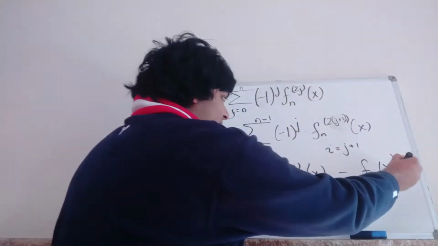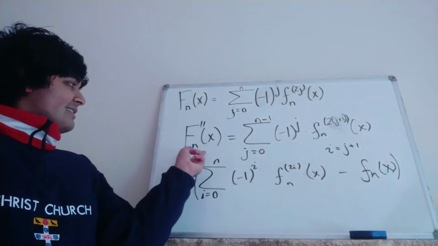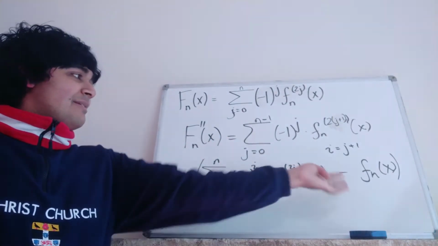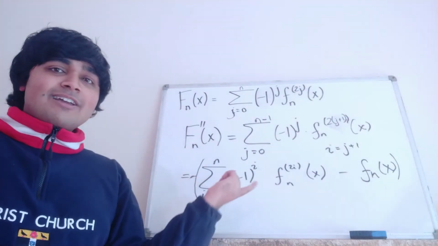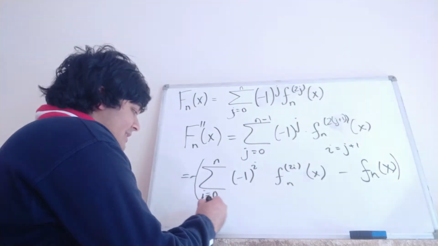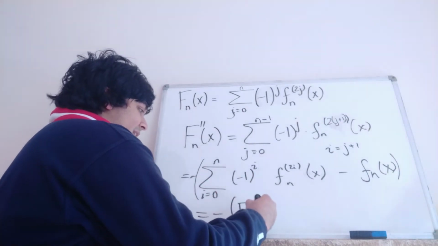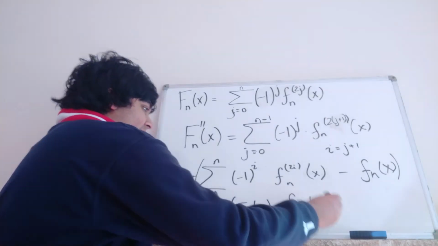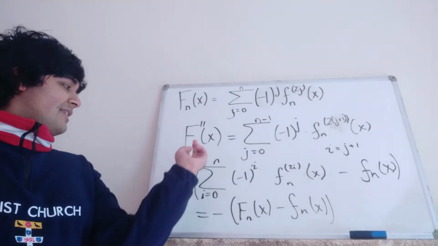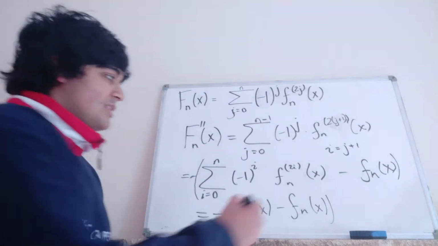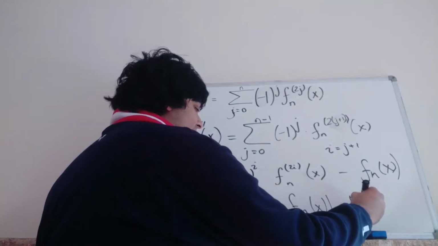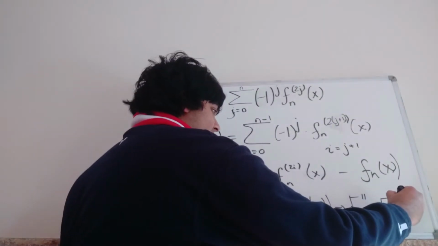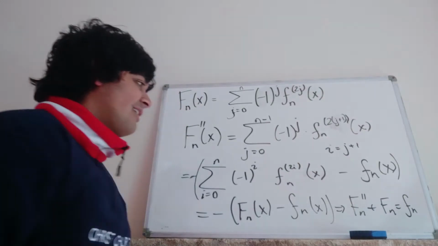So the second derivative of Fn of x is this guy here, or sorry, minus, and then in brackets this guy here minus Fn of x, but this guy here is precisely capital Fn of x. So this is equal to minus Fn of x minus little fn of x, like so. So the second derivative of Fn of x is equal to this guy here, so we can just rearrange this, and it gives us that Fn double prime plus Fn is equal to little fn, like so.